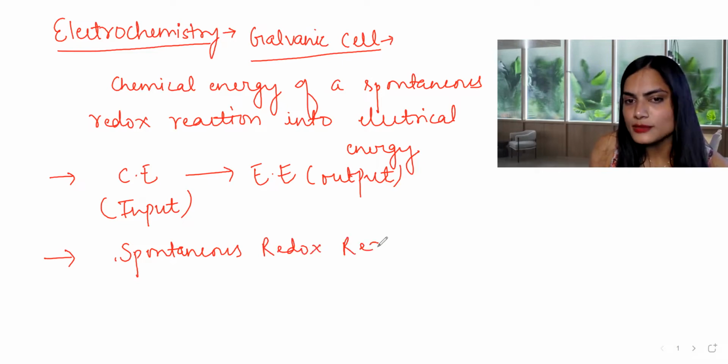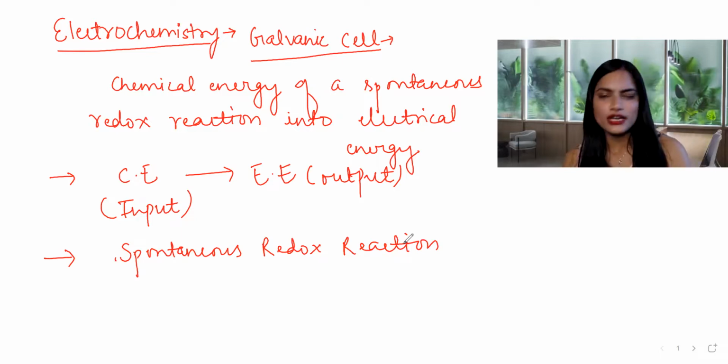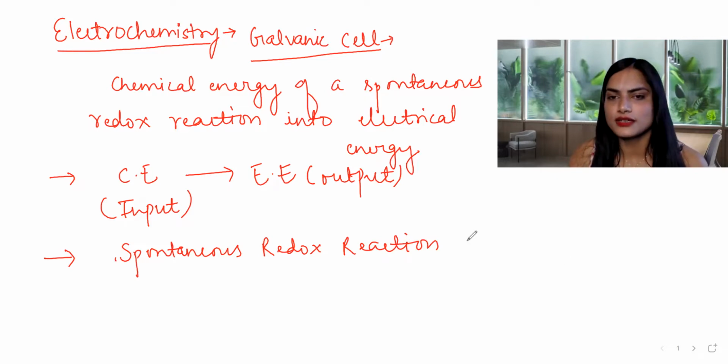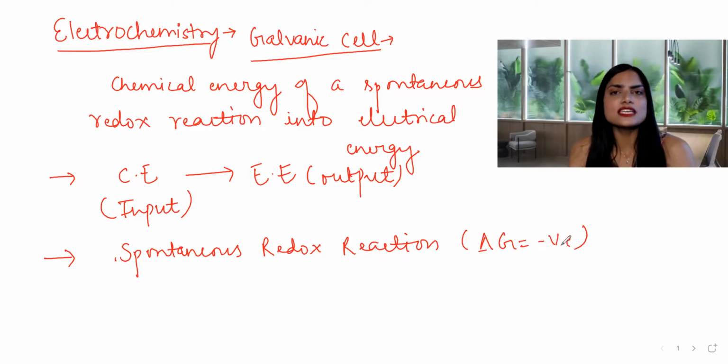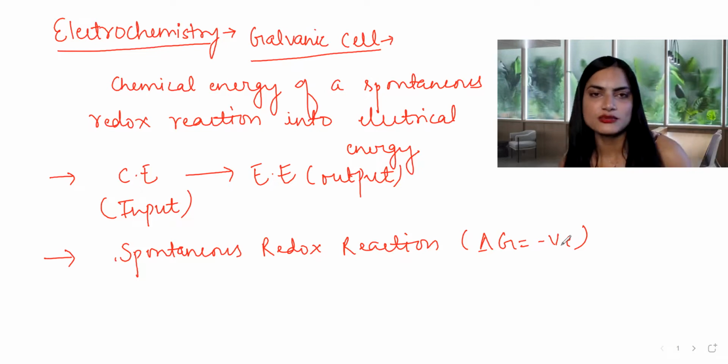Because I am saying spontaneous redox reaction, you must have studied in your 11th standard that for a process, or a redox reaction, to be spontaneous, the Gibbs free energy of the system or the reaction should be negative. That is, delta G should be negative if a process is taking place spontaneously. And what does spontaneous mean? It means that the reaction is taking place on its own, or with some initiation. That process is known as a spontaneous process.